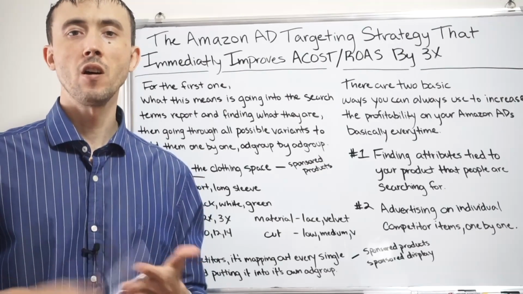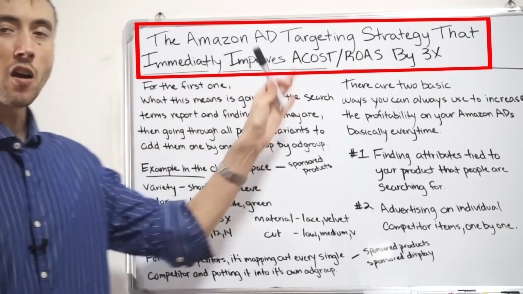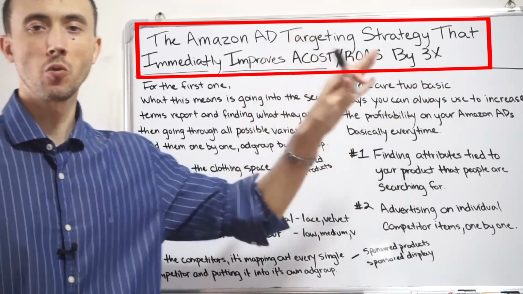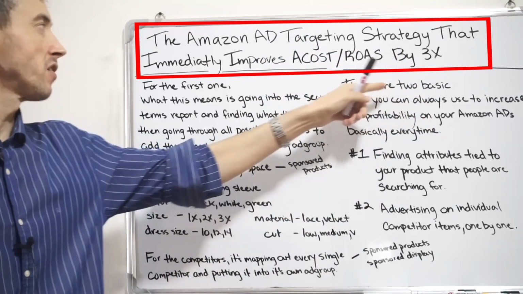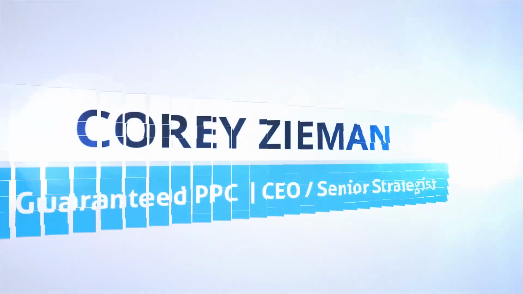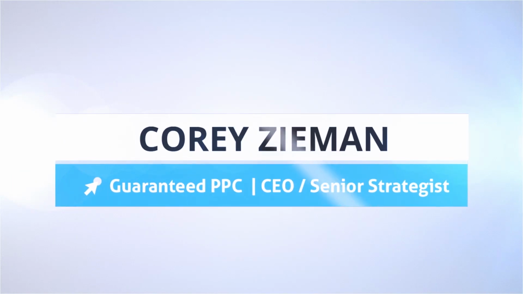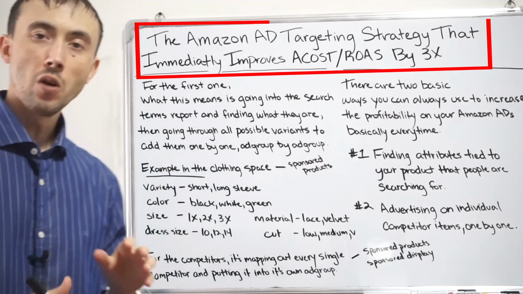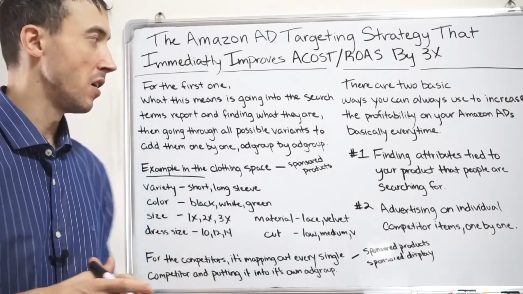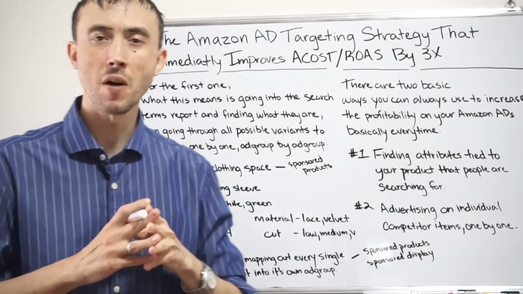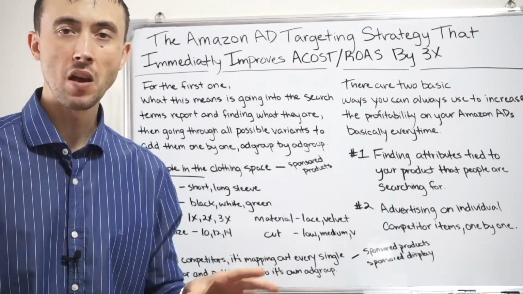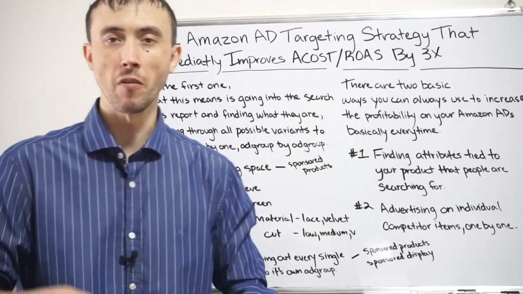Okay, today's video we are going to talk about the targeting strategies that are going to take your Amazon campaign to a 3x higher ROAS or lower ACOS, through micro-targeting or long-tail keyword targeting of your campaigns. I'm going to talk about exactly what that is and means, how you can implement it into your campaign, and of course what kind of results it can bring.